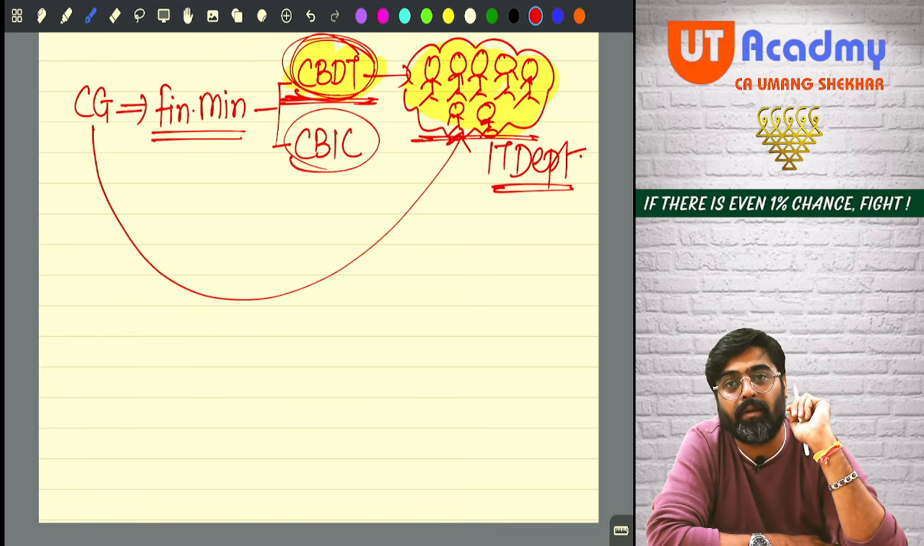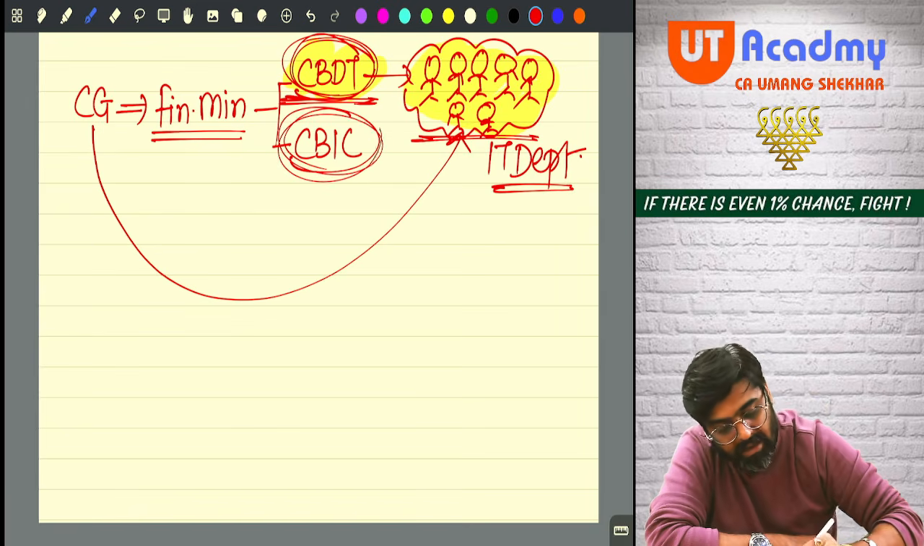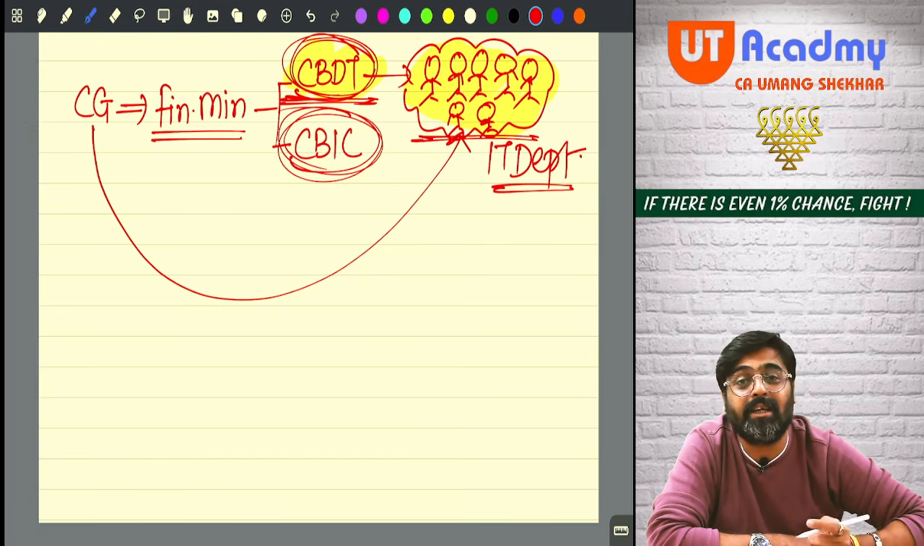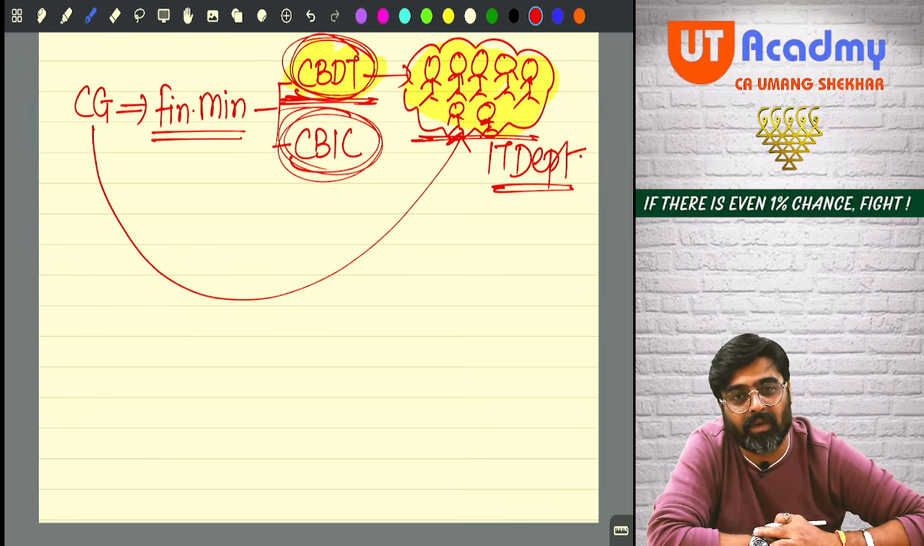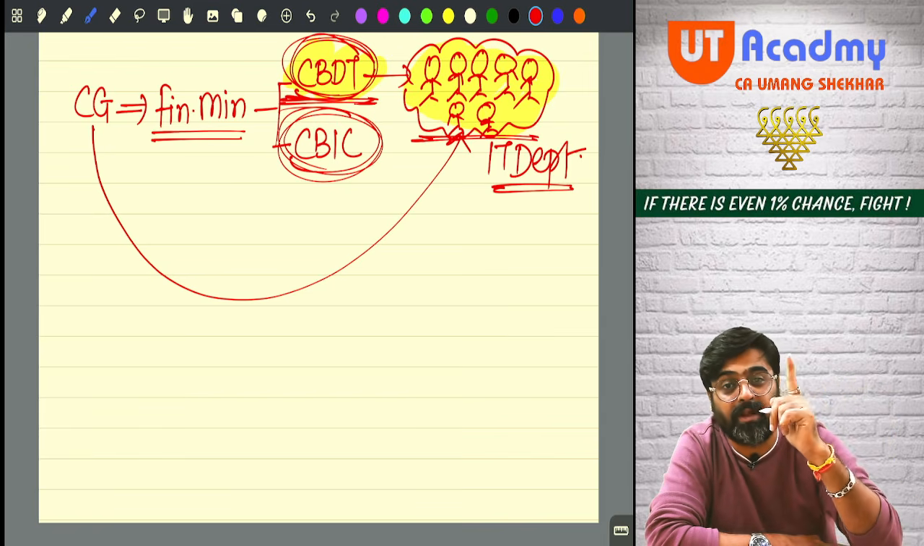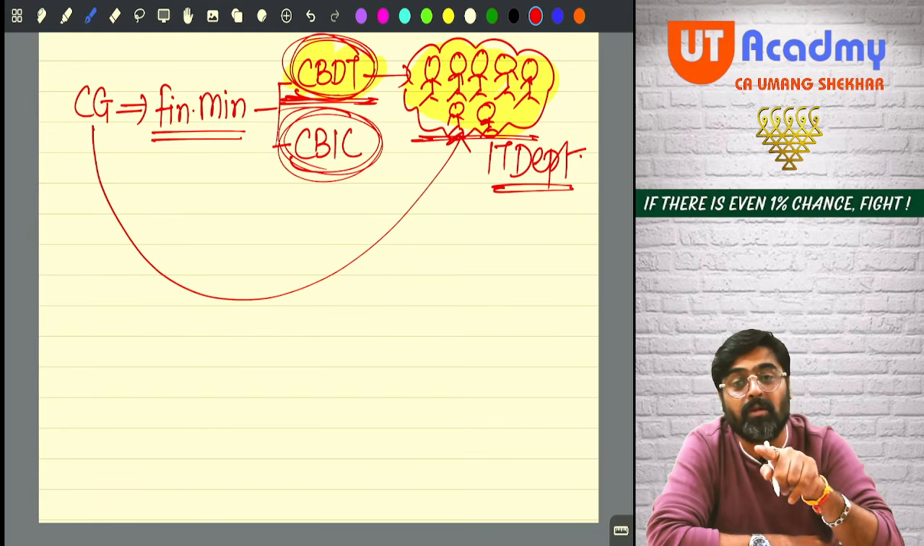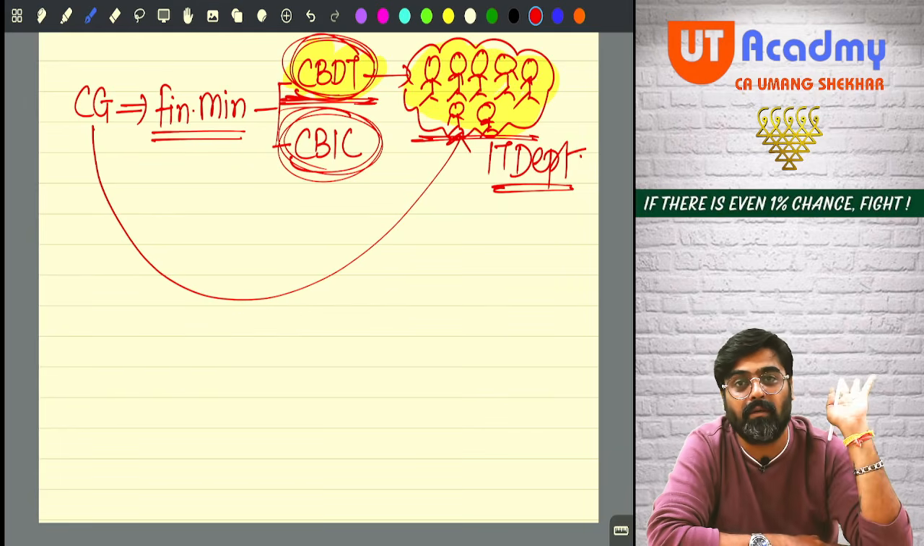Getting my point, everyone? In the same manner, under CBIC, there is the GST department, and the same process is followed there also. Getting my point? But we are more concerned about whom? CBDT. Under the Income Tax Act, implementation of the Income Tax Act in India is the responsibility of CBDT, and CBDT fulfills this responsibility through the Income Tax Department.